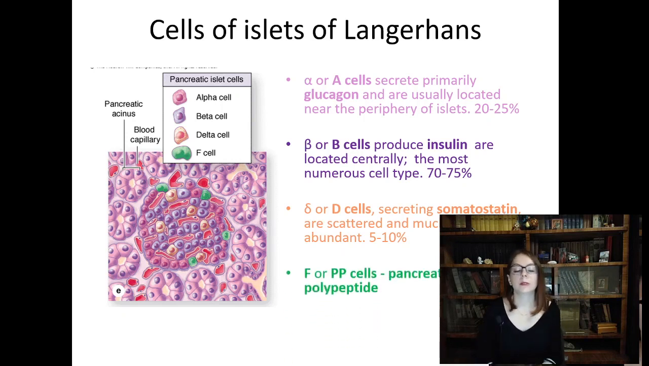And at last, the F cells or pancreatic polypeptide cells produce the pancreatic polypeptide. The function of those peptides is not very well known, so not very important to discuss. First of all, you should remember and memorize those three cellular subtypes.